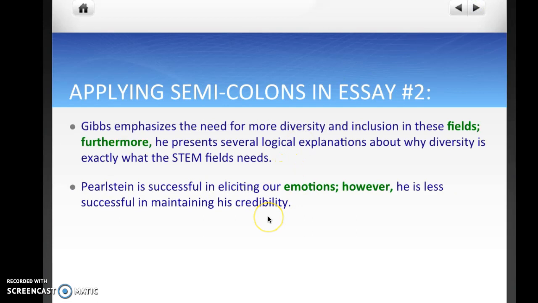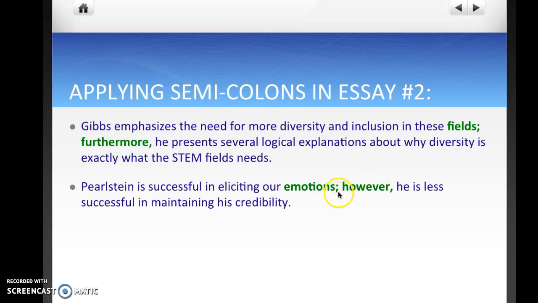And lastly, if you're going to apply semicolons in your essay, think about the way Gibbs uses this. This is me thinking through these statements, and so I made these up. Gibbs emphasizes the need for more diversity and inclusion in these fields. Furthermore, he presents several logical explanations about why diversity is exactly what the STEM fields need. Perlstein is successful in eliciting our emotions; however, he is less successful in maintaining his credibility. So make sure you're setting it up this way.